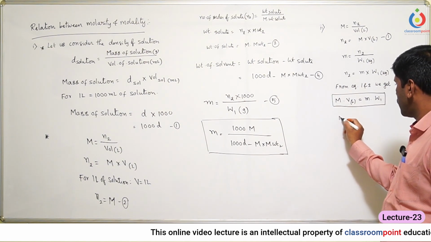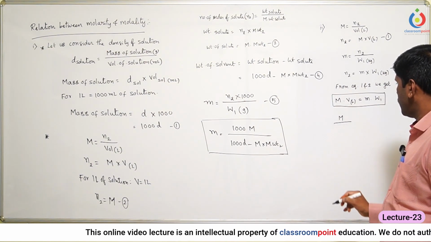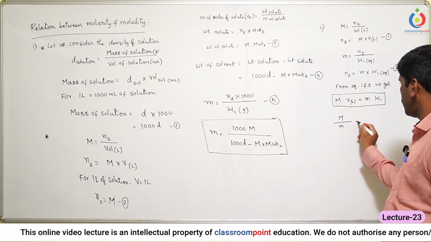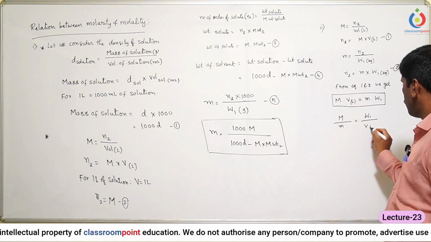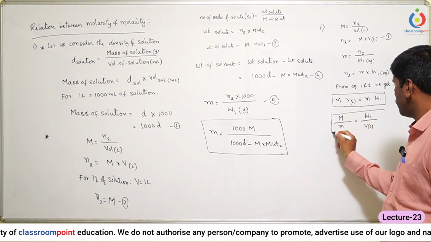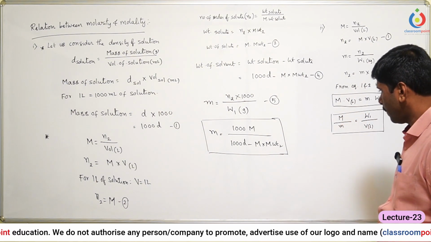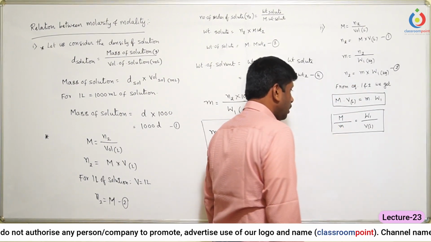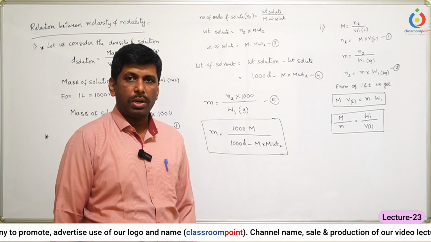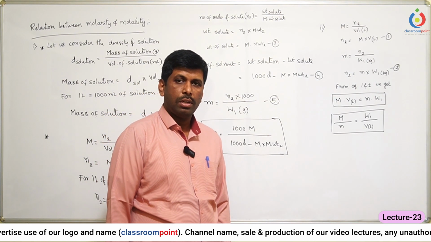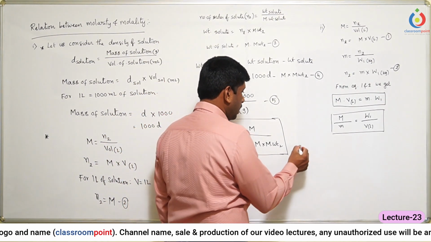Here we can also write one more thing: molarity divided by molality equals the mass of the solvent divided by the volume of solution in liters. And from this we can easily identify whether molarity is a higher value or molality is a higher value in the given question. Let us see the conditions.